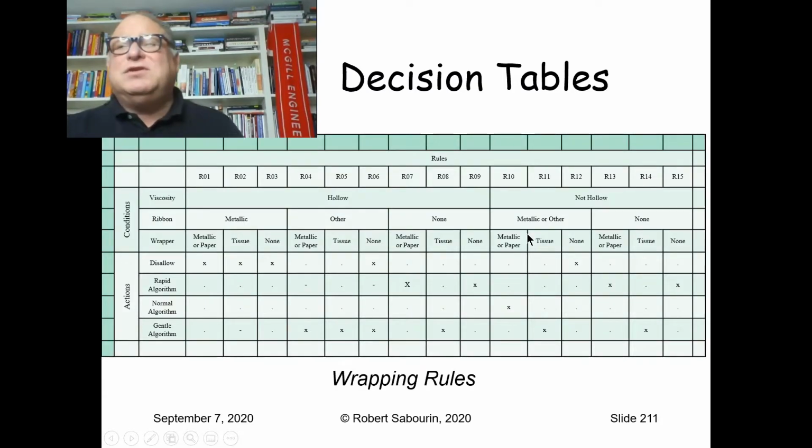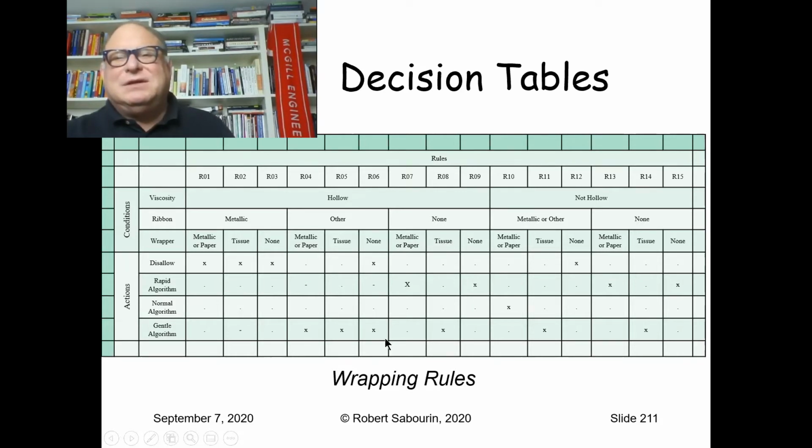This is a reduced decision table that describes the conditions. The input conditions here are the viscosity, ribbon, and wrapper. The only viscosity that matters is, is it hollow or not? And for the ribbon, is it metallic, none, or other? Those are the things that matter. And then the possible actions are: we disallow the configuration, and if it's allowed, we might choose a rapid, normal, or gentle algorithm. The decision table should never have something that's allowed, disallowed, and having an algorithm.